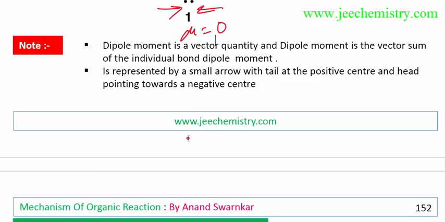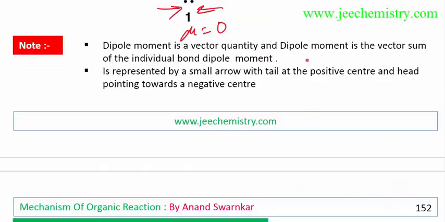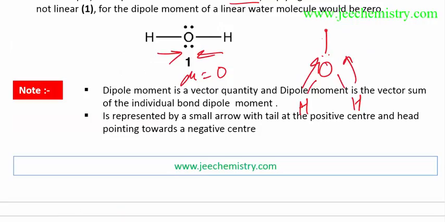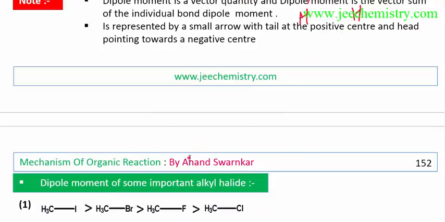So what is the actual structure? Dipole moment is a vector quantity, and it is the vector sum of the individual bond dipole moments. It is represented by a small arrow with the tail at the positive center and the head pointing towards the negative center. The water molecule will be H and H, and the actual structure is bent like this. There is a bond dipole in this direction. Oxygen is more electronegative, so the overall dipole moment will be in this direction. That's why we are getting 1.87 D. So dipole moments also give information about the structure of the molecule.